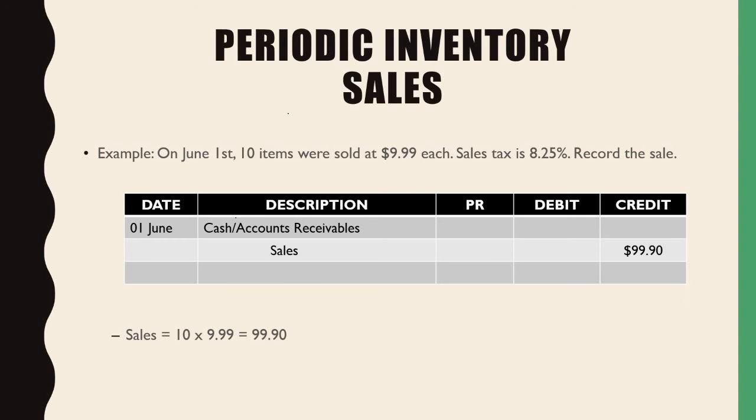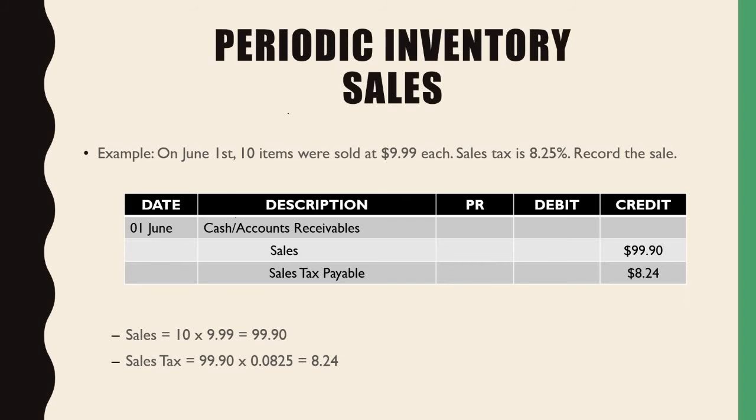Since cash is going to be collected as a combination of the sales and the sales tax, in this case, the sales that we're looking for is what did we generate from the actual sale. In this case, I sold 10 items at $9.99, giving us $99.90. And of course, sales tax is going to be prorated. It's going to be based on the total amount of sales that you've encountered.